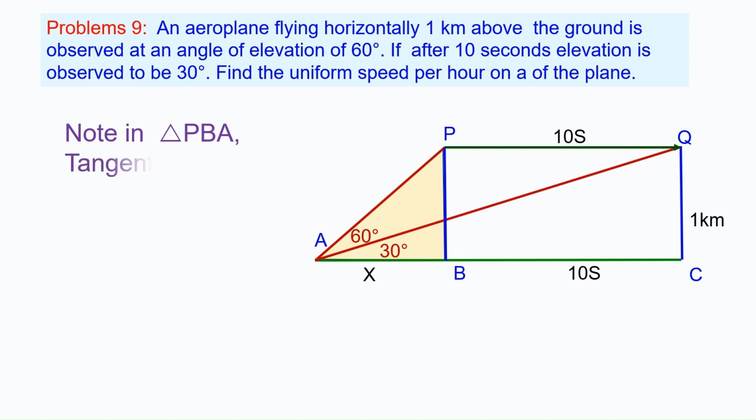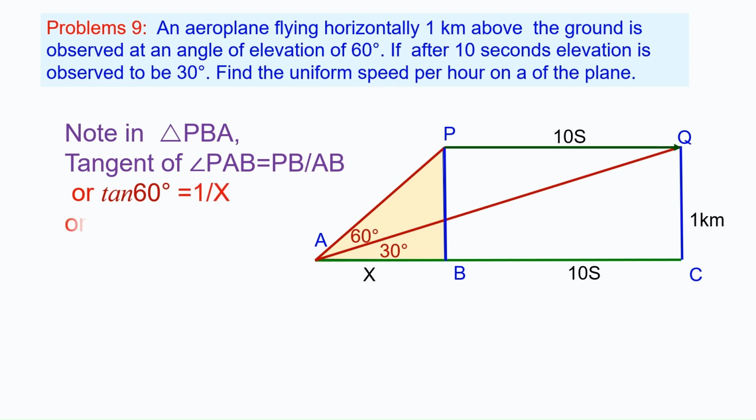In the triangle PBA, tangent of the angle PAB equals PB divided by AB. Or tangent of 60 degrees equals 1 divided by x. We have x equals 1 divided by under root 3, as tangent of 60 degrees equals under root 3.